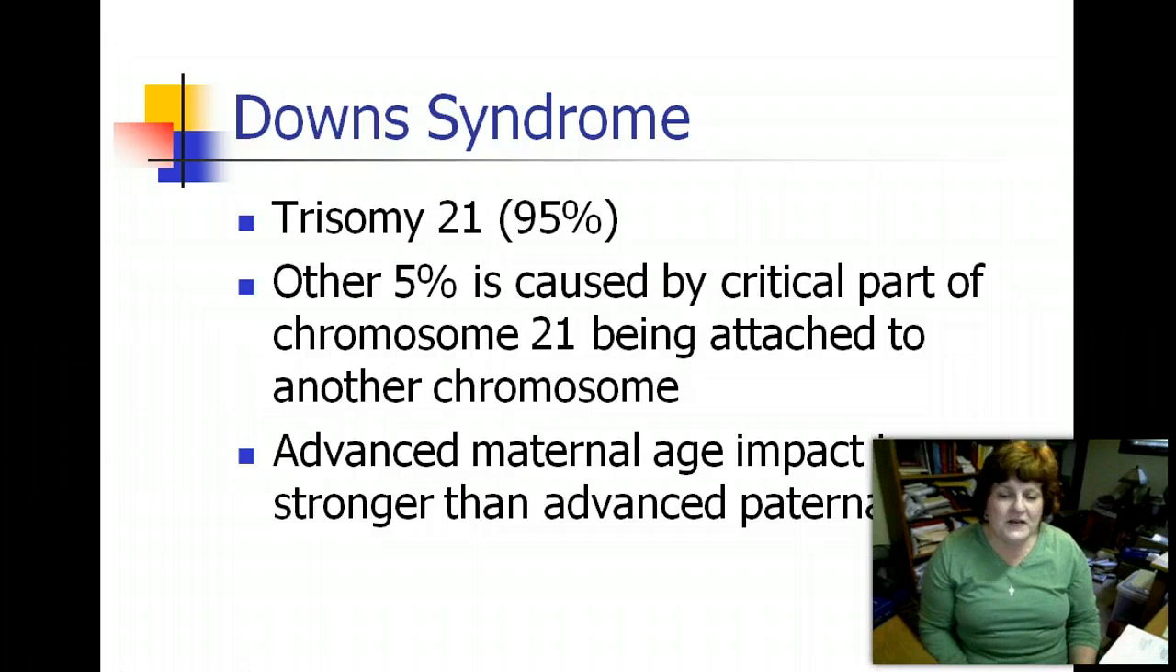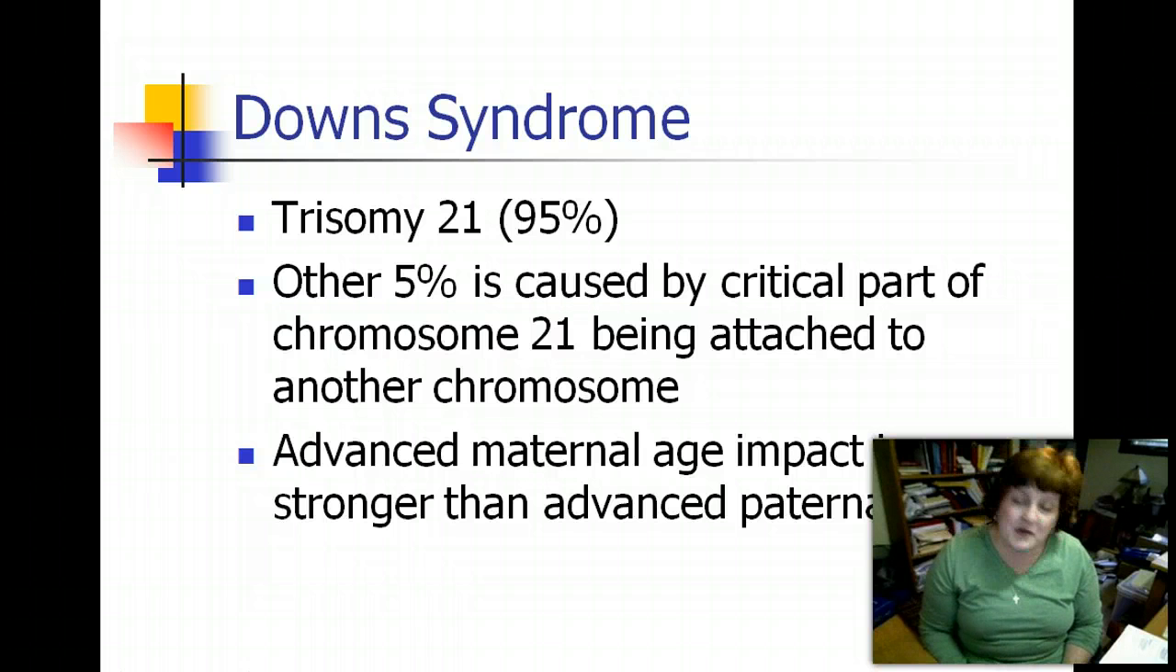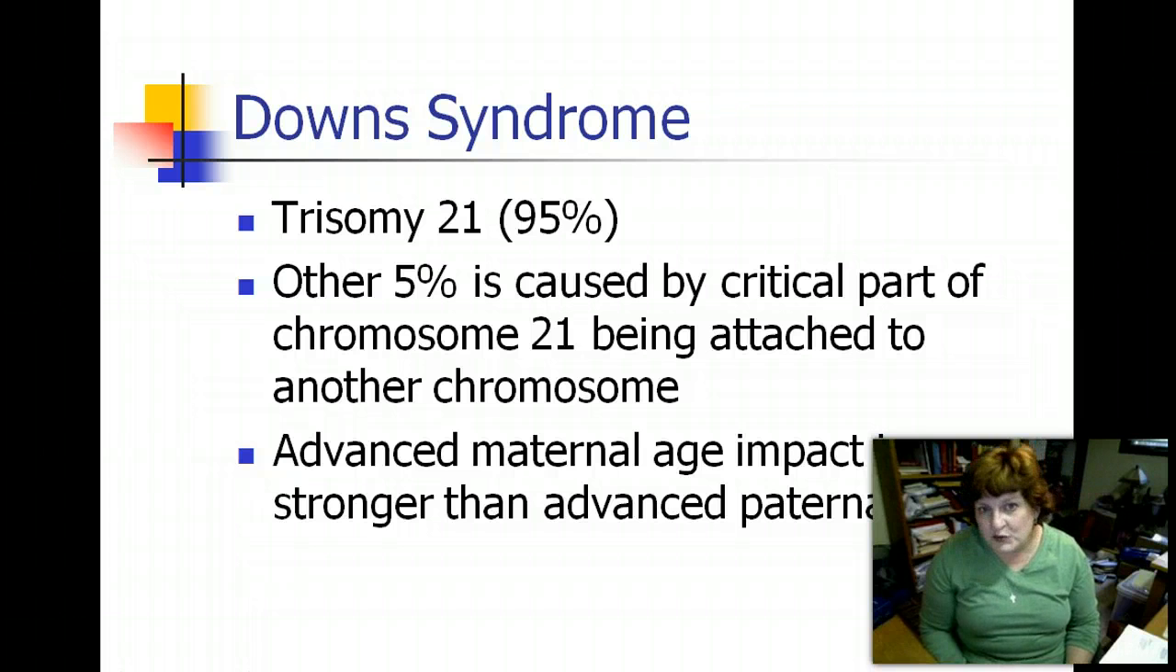We know advanced maternal age's impact is stronger than advanced paternal age, but advanced paternal age can be a significant risk factor for Down syndrome, especially when the mother is also greater than 40 years of age. Although 80% of babies born with this syndrome are born to mothers less than 35 years of age. So again, some things to consider. Right now, the incidence is about 1 in 800 to 1,000 live births. And again, frequently the disorder occurs during meiosis, so it is genetically impacted.